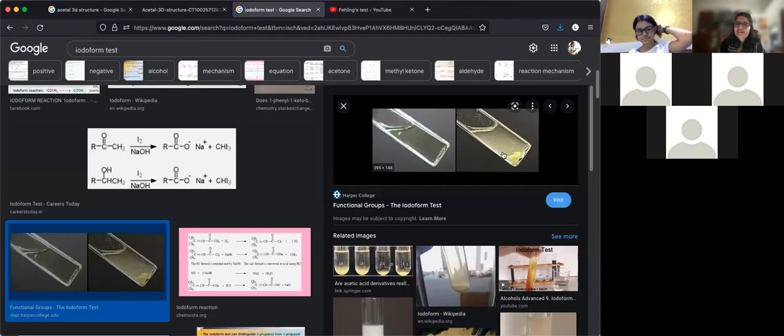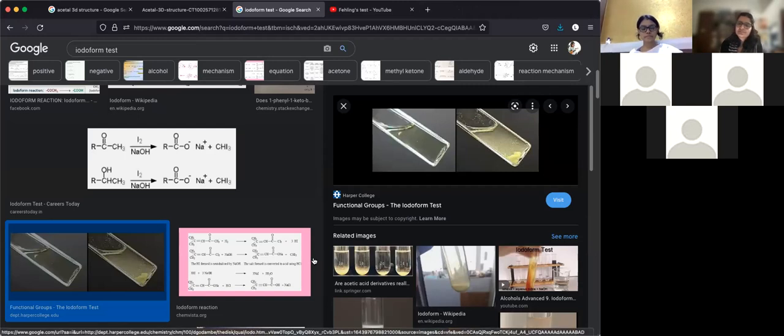Yeah, there you go. You can see the result of the iodoform test. You can see there's a yellow colored bit here. That's what it looks like.